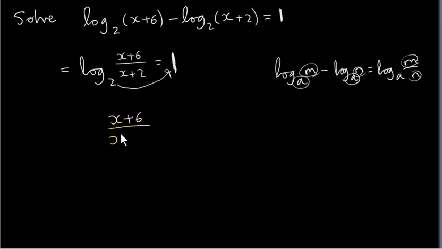So the argument is 2 to the power of 1, which is 2. So now we can solve this equation by multiplying both sides by x plus 2. It's just a linear equation. So we get x plus 6 equals 2x plus 4, which means that x equals 2.